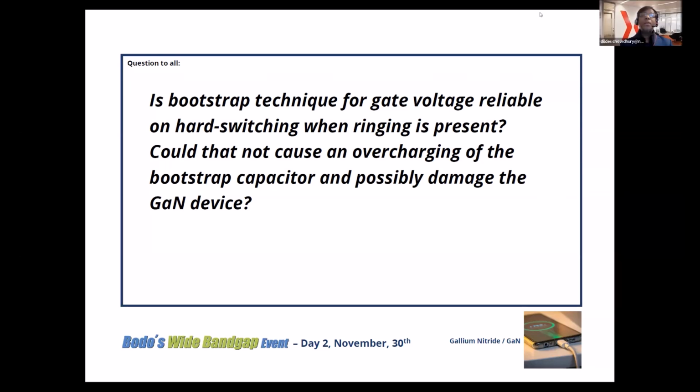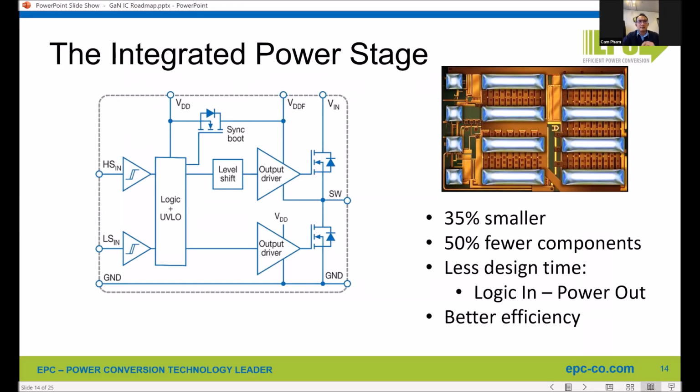Bodo, are you sharing your screen? I don't think so. No, we still see Alex's slide. Alex, you need to pull your screen back. Sorry. Getting too much advertising. You see how to turn that thing off? There we go. Sorry about that.